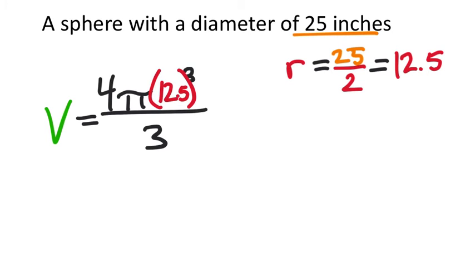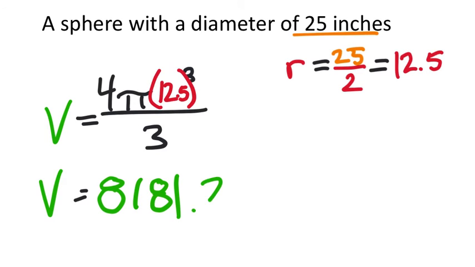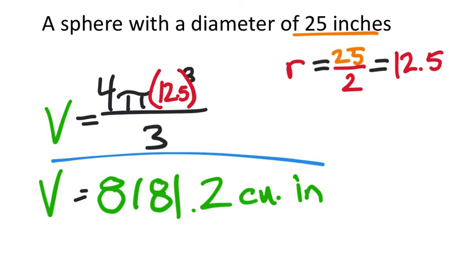To the power of 3, right? And again, this is a direct calculation, which is why we're doing this. 4 times pi times 12.5 to the power of 3. Then get out of exponent mode, and then divide by 3, with 3 in the denominator. That gives me 8,181.23, which means I'm going to just make it 2. This time I'll put cubic inches on this one. There it is.